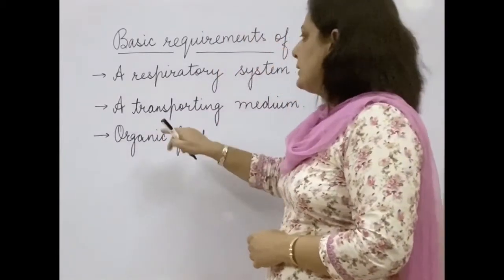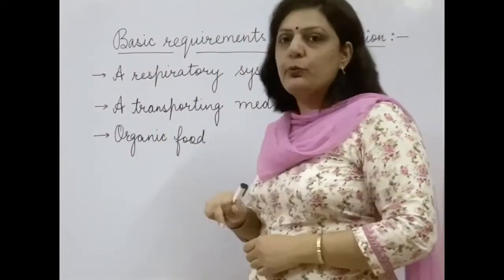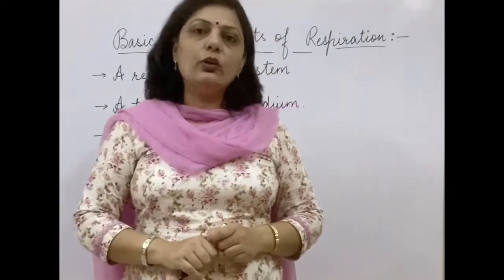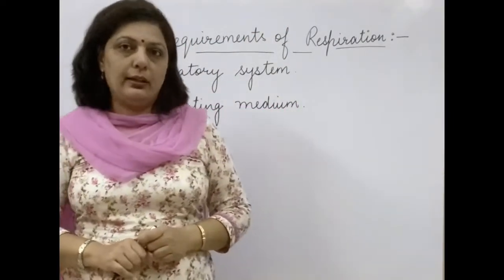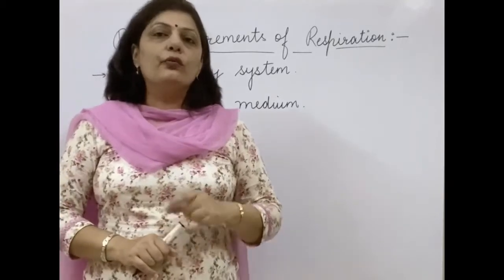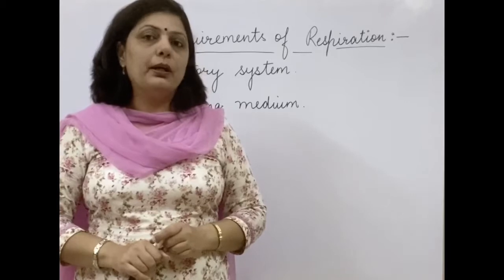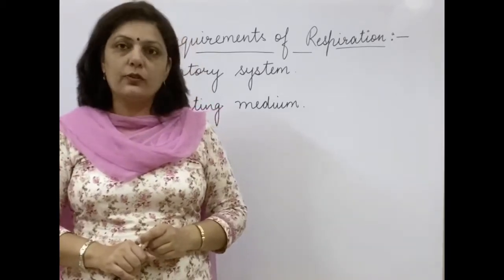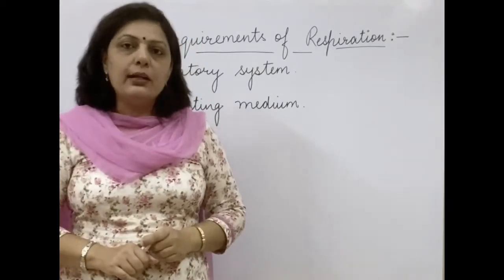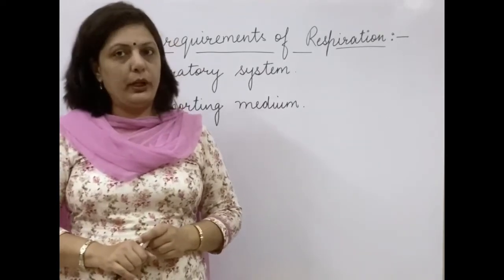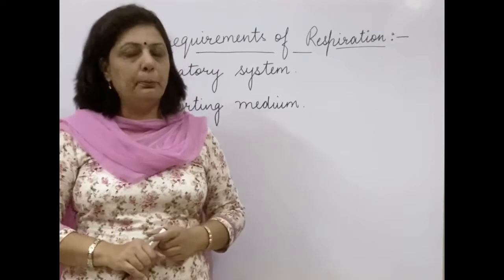The second thing it requires is a transporting medium. Now, transporting medium here means what is required to be transported. One thing you have been learning in your nutrition in animals chapter is that the food which is being digested is ultimately taken up by the blood vessels present in the walls of the small intestine, and that food is ultimately circulated to all parts of the body. How does it circulate? Through the blood.